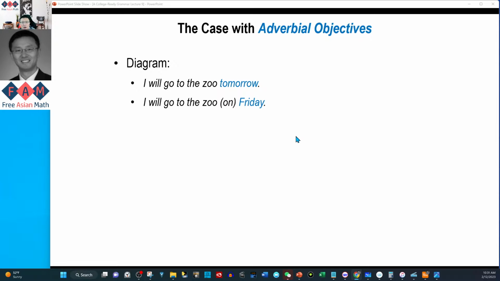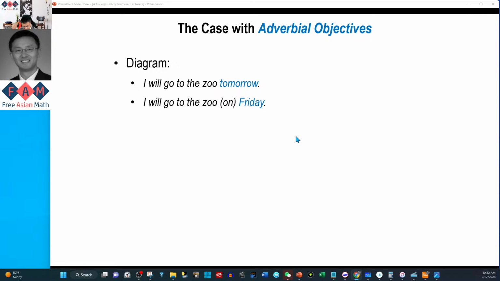Because that's how standard English should look. I will go to the zoo on Friday. There's no question about it. That is correct. Because you have a Friday, which is a noun, you say on Friday, and together that serves as an adverb when I will go to the zoo. However, in this case, it has become also correct to say, I will go to the zoo Friday.